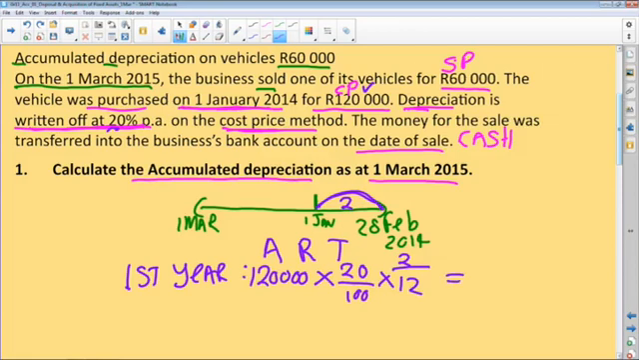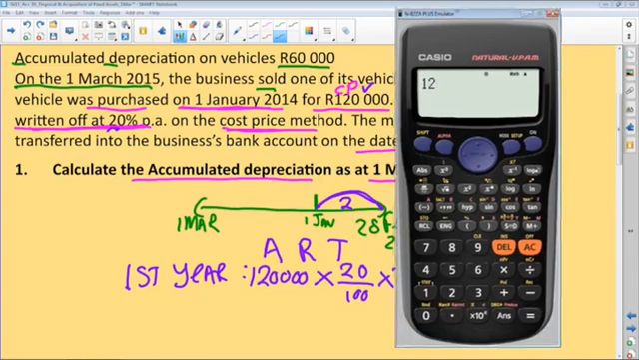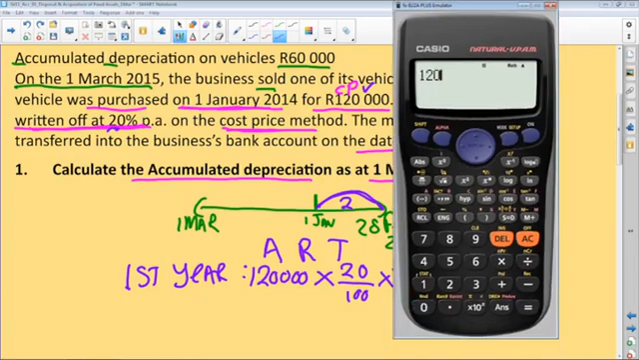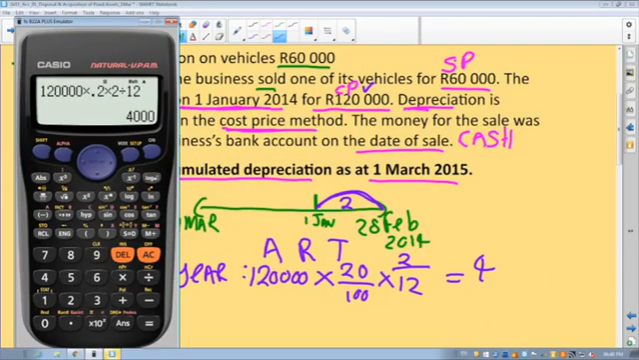Right, let's now take out the calculator so that we can work together. So we've got 120,000. We're going to multiply this by 20%, multiply it by 2, and then divide it by 12. And our depreciation amounts to 4,000 Rand. So let's record that. Depreciation for the first financial year, an amount of 4,000 with me.